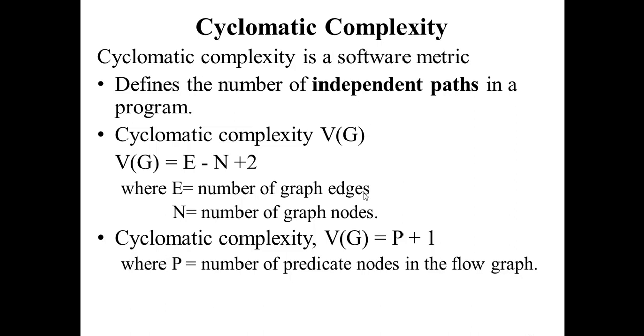Otherwise, we have the other formula that we can use: the number of predicate nodes plus 1. So how many predicate nodes do we have? Predicate nodes are nothing but the nodes which take the decision to go either to path A or path B. Based upon that, the number of predicate nodes plus 1 will give us the number of independent paths existing in the software.